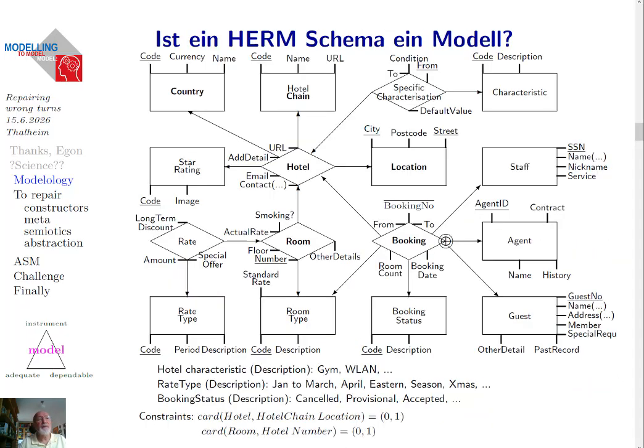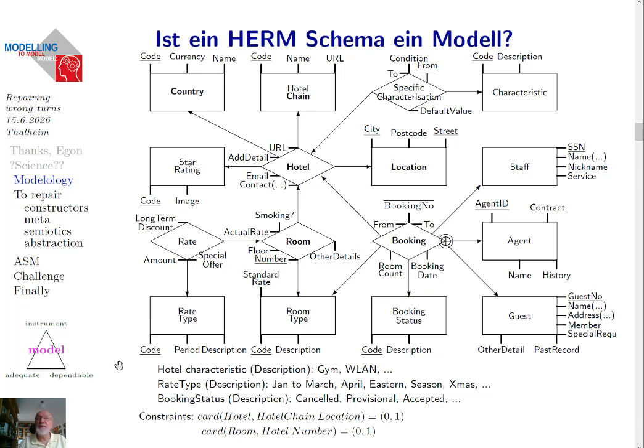Let's look at a simple example. I take an extended entity relationship model. I have in mind to develop a website for hotel booking by, let's say, hotels that are registered as members of a hotel chain, and we have something like: we book a room, maybe we book a room type at a certain rate, as a guest or as an agent.